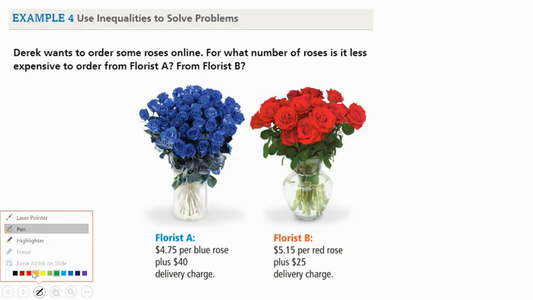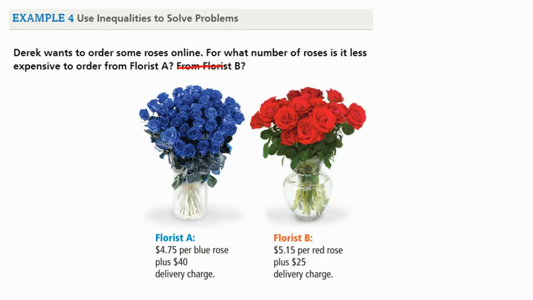All right, let's just stick with that. The other side we're going to ignore, because whatever's less than florist A, the other side will be for florist B. So we want to figure out how many roses for it to be less expensive to order from florist A than from florist B. So we want to let A be less than B. That is our setup here. This is our inequality.